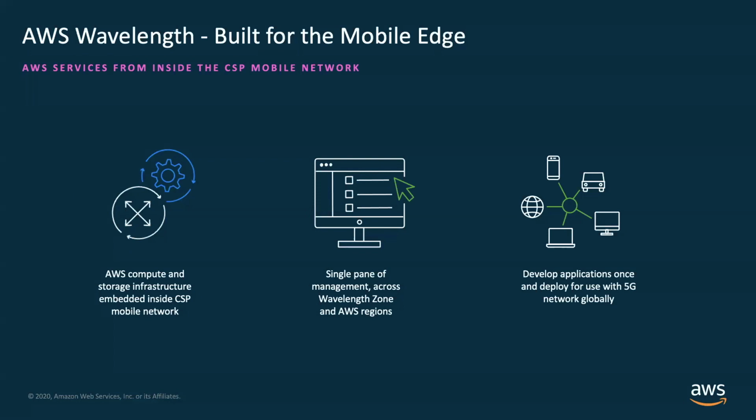Since it's the AWS cloud, the same single pane of management, easy-to-use console and dashboard that you're used to for managing your resources in the region, you can continue to use for managing resources in the Wavelength Zones as well. AWS Wavelength brings application portability, which means you can develop your applications once and you can deploy them across Wavelength Zones of any of our CSP partners or mobile carrier partners worldwide.